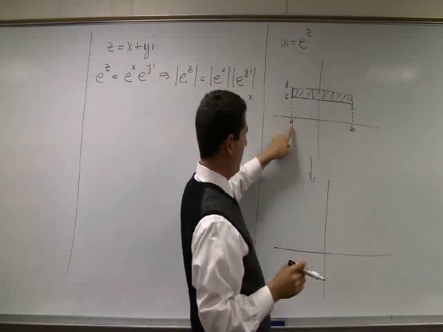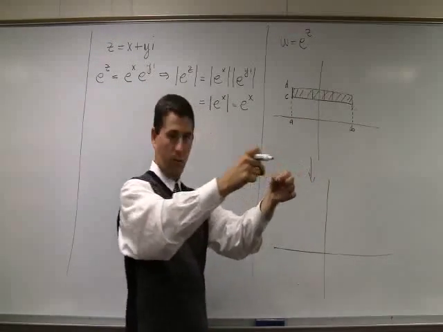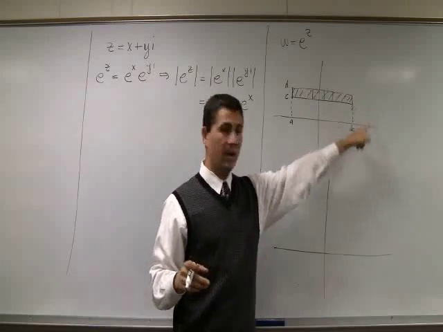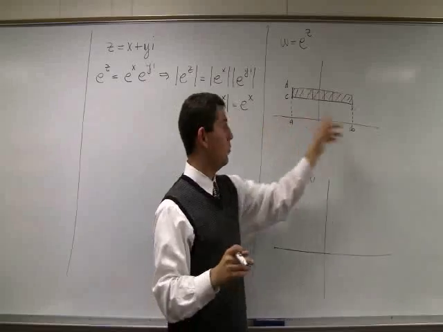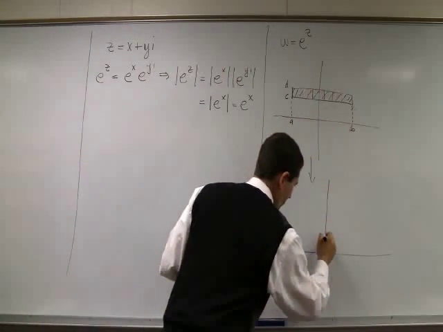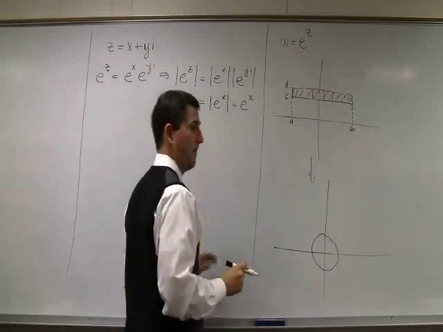Now, a is smaller than b, and so what's happening is that e to the a is the smallest radius, or the smallest norm you get. e to the b, then, is the biggest norm that you can get in the image. And then everything in between is some norm in between. So let's draw a circle. Wait, I'm confused.